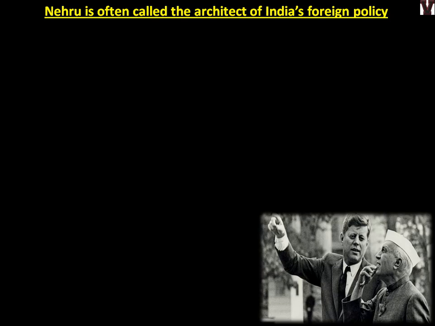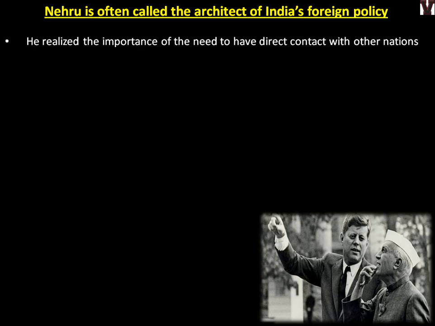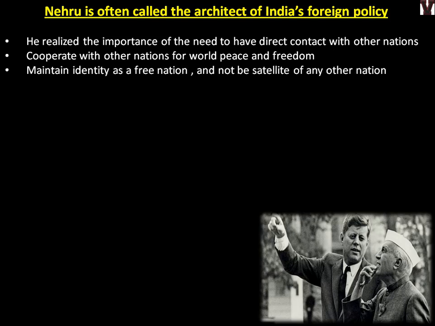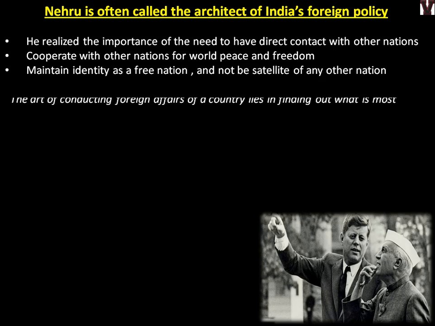Nehru is often called the architect of India's foreign policy. UPSC can just put this statement and say comment, discuss, elaborate or whatever. So he realized the importance of having direct contact with other nations, cooperating with other nations for world peace and freedom, maintaining identity as a free nation and not being a satellite of any other nation. So he wanted to present India as a sovereign nation which had an identity of its own and did not follow instructions from any Commonwealth group or any other superpower of that time. They wanted an identity of themselves. That was the vision of Nehru at that time.